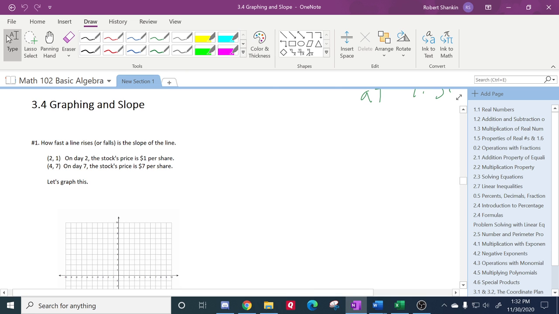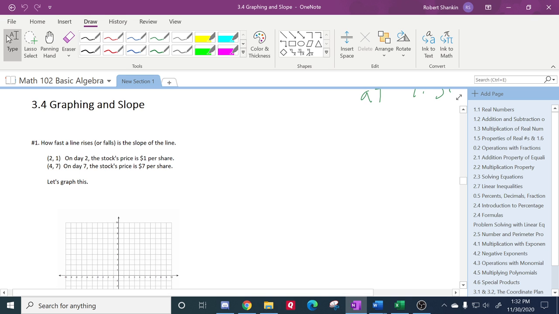So, how fast a line rises or falls is the slope of a line. And if it's rising, you're going to get a positive number. If it's falling, you get a negative number. So, the point 2, 1. On day 2, the stock's price is $1 per share.